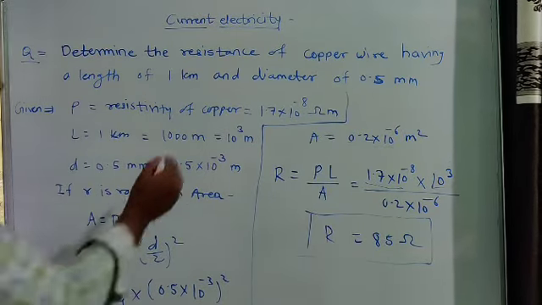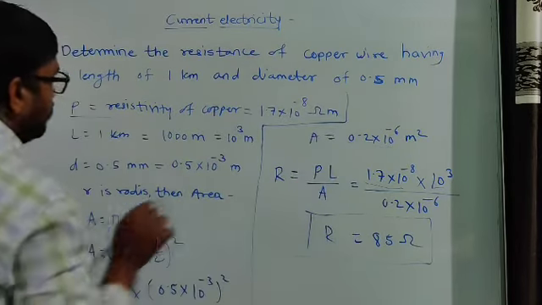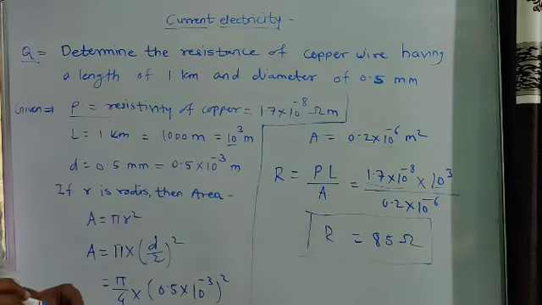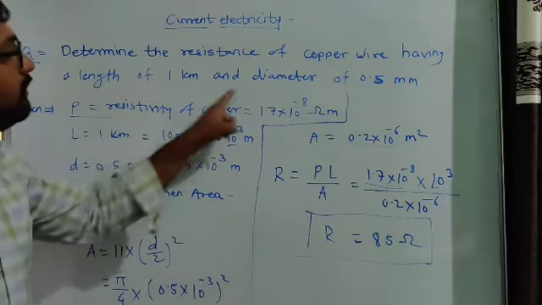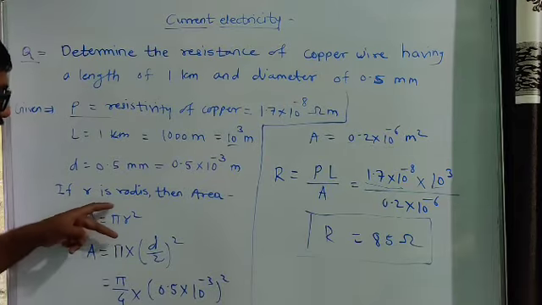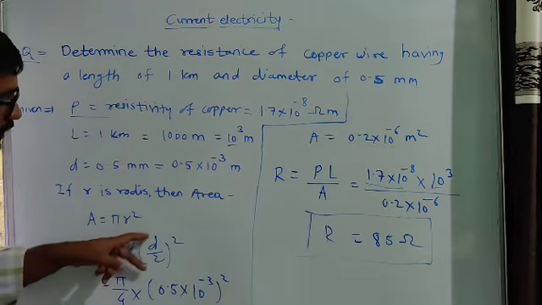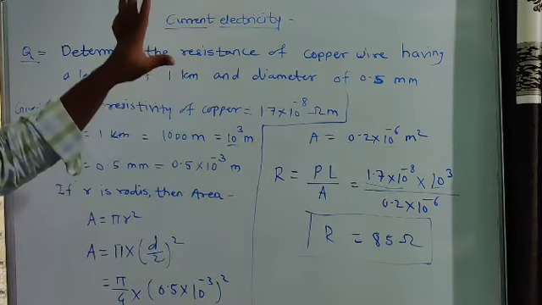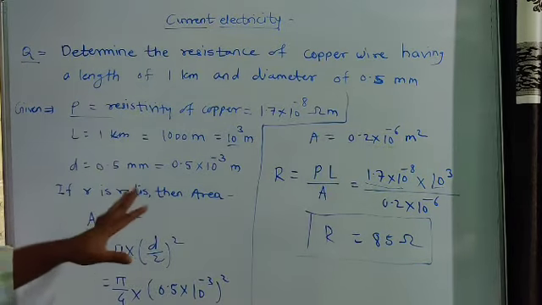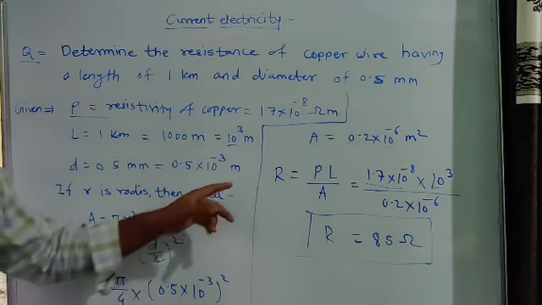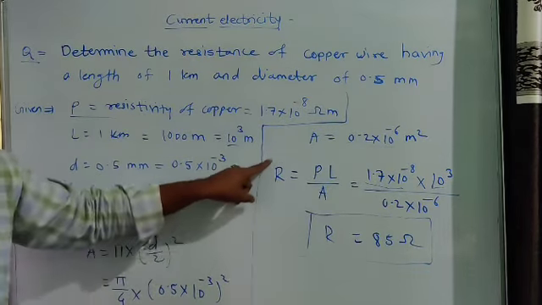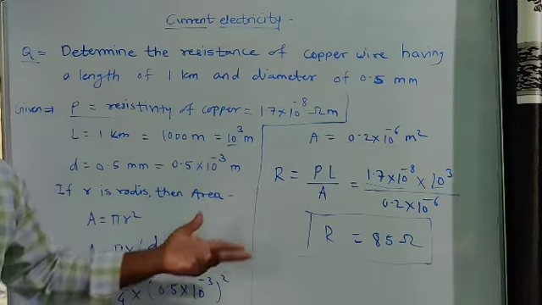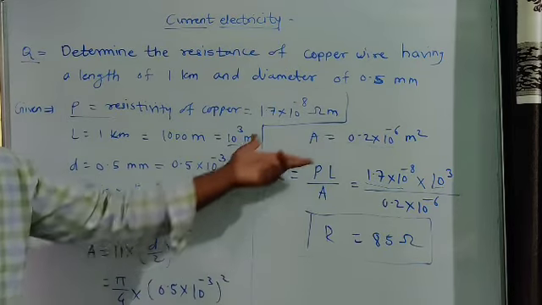Here resistivity is given. After that, length is given, and area is actually not given. So we calculate that by using the diameter. Area is pi r square, and since r is not given, we use d by 2. That is why we use diameter by 2. This is the way we have to solve problems regarding resistivity, because the question may ask us to calculate R, A, rho, or L.